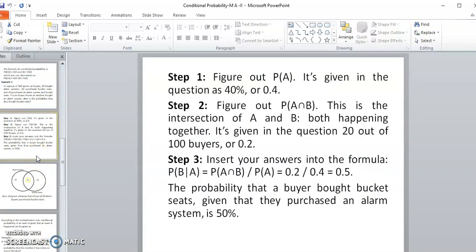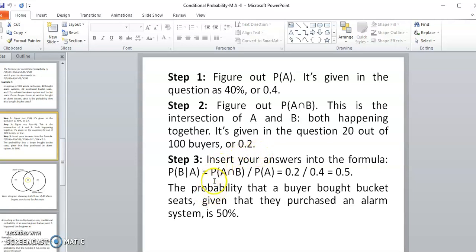Step 1: figure out the probability that A happens. It is given in the question as 40%, that is 0.4. Step 2: figure out the probability of A intersection B, the intersection of A and B, both happening together. It is given in the question as 20 out of the 100 buyers, or 0.2.